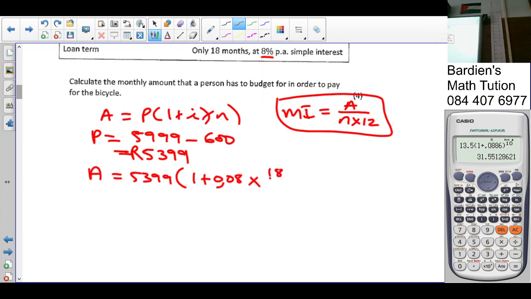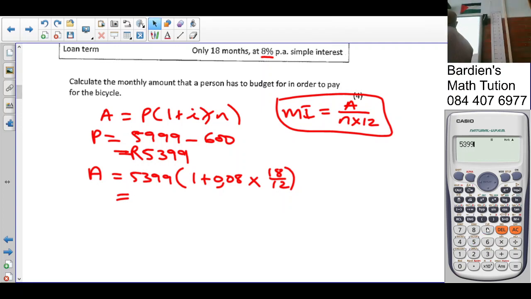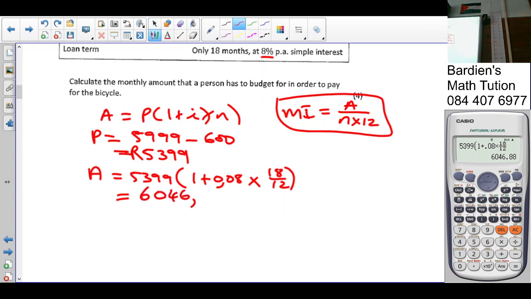It's going to be 18 over 12, or I could have said 1.5. So 18 over 12 is 1.5, or 3 over 2. So that's going to give us 5,399 into 1 plus 0,08 times 18 over 12. That gives us 6,046 rand and 88 cents.